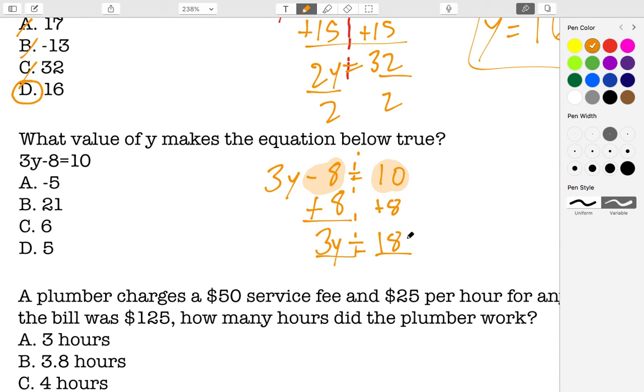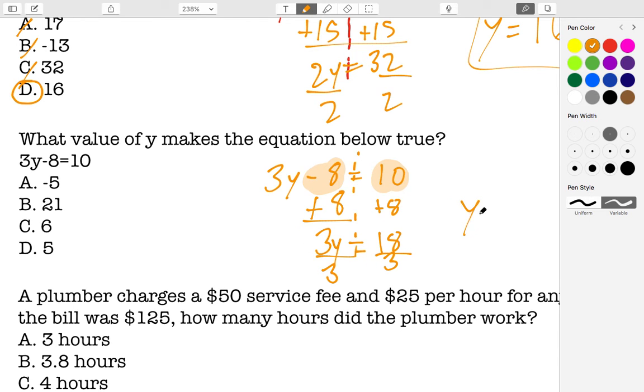Okay. Ethan, if you are dividing, what number do you need to divide by to get y alone? What number do you want to move? Think of it like that. Awesome. You want to move 3 to get y alone. So you're dividing by 3.